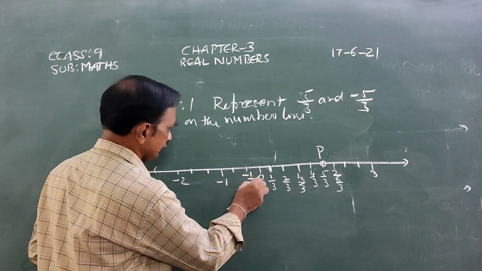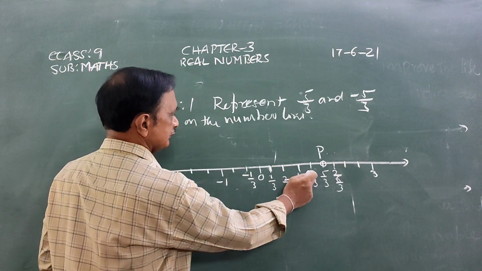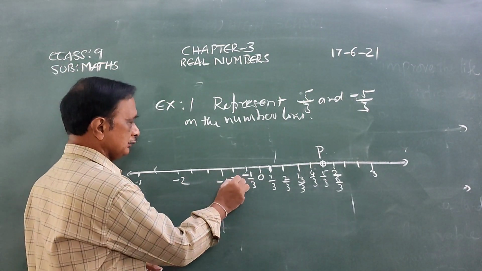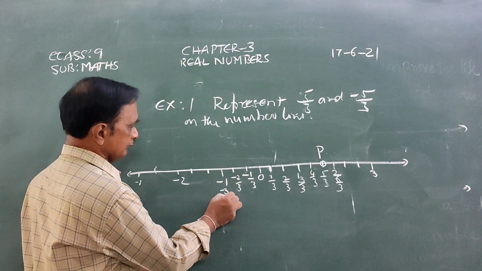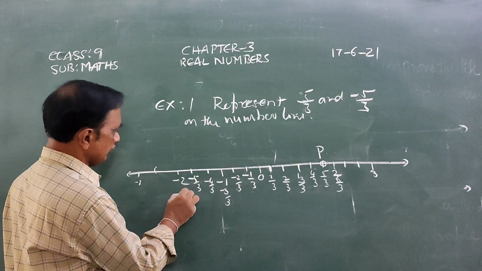Here minus 1 by 3. To the right side of 0, we take 1 by 3, 2 by 3, 3 by 3, 4 by 3, 5 by 3. To the left side of 0, we take minus 1 by 3, minus 2 by 3, minus 3 by 3, minus 4 by 3, minus 5 by 3, minus 6 by 3.